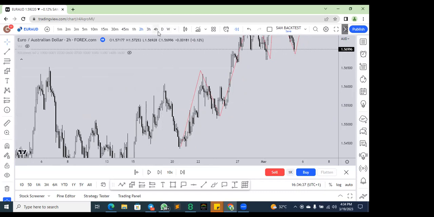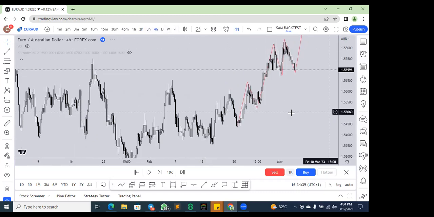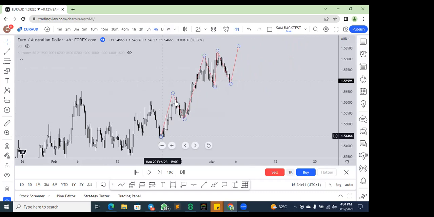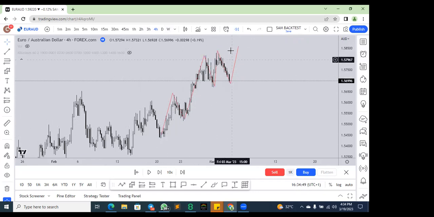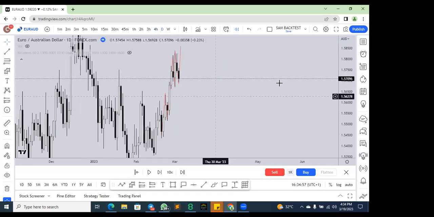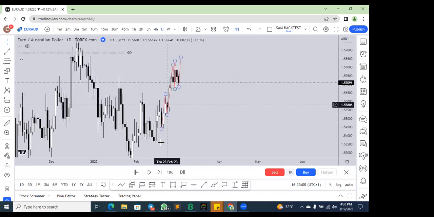So if we go to 4 hours right now, 4 hours is still showing that same structure. So which means the structure I want to do on 15 minutes is still a 4-hour structure. It is not a 15-minute structure. If I go to daily right now, can you see that daily is no more showing us that structure? Daily is just showing us what?